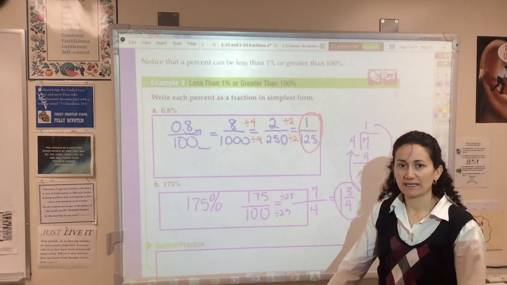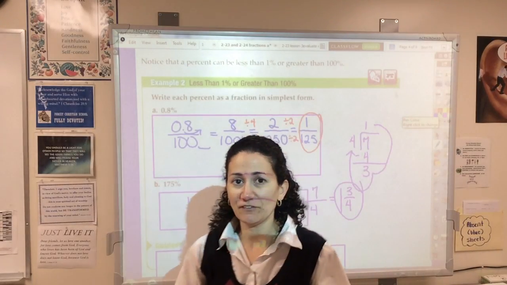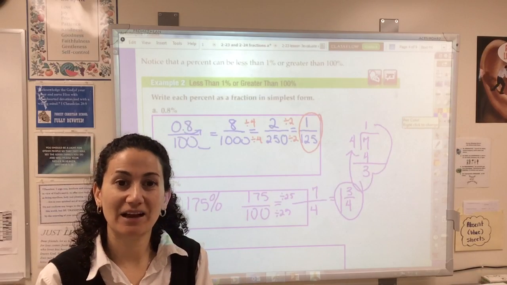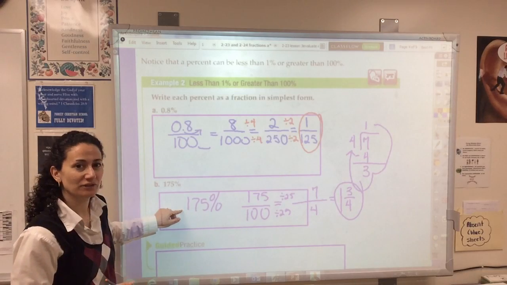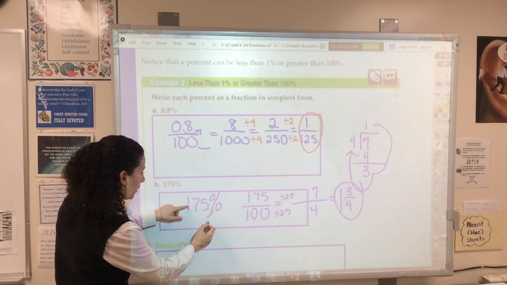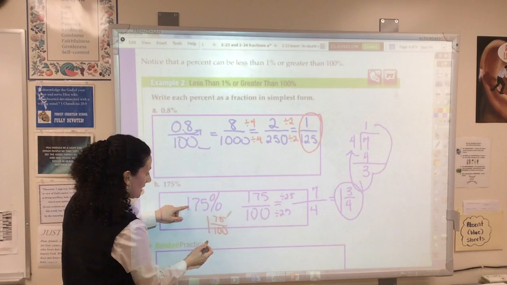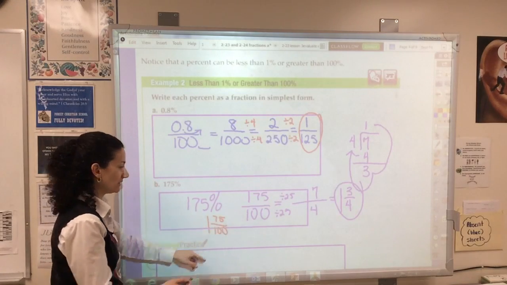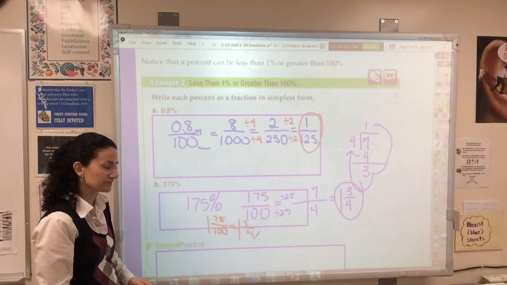I want to back up a second and show you another way I could have approached this. In the very beginning, if you see the percent is more than 100, you can automatically try to take out the wholes. So what I could have done here is, since I saw 100, I could have automatically written this as a mixed number as 1 and 75 over 100. And then simplify this by dividing by 25, and I'll have 1 and 3 fourths.